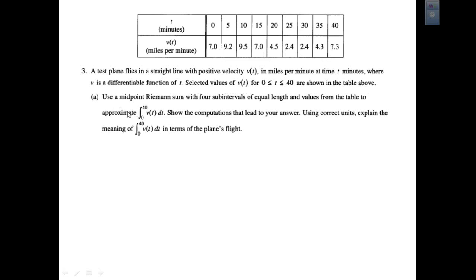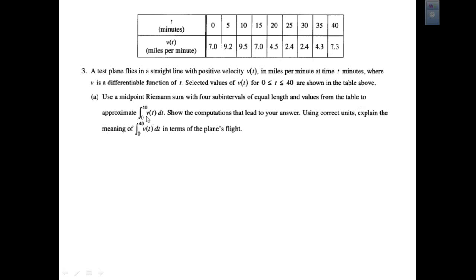Part A. This is the only one that we're doing, because it's the only one that relates to what we're talking about right now. Use a midpoint Riemann sum. Now, a Riemann sum is just the actual proper name for the rectangular approximation method, because that's the guy that came up with them. You'll hear Riemann sum, you'll hear rectangular approximation method, but either way, they're the same thing. But you're going to use a midpoint rectangular approximation method with 4 subintervals of equal length and values from this table to approximate this thing.